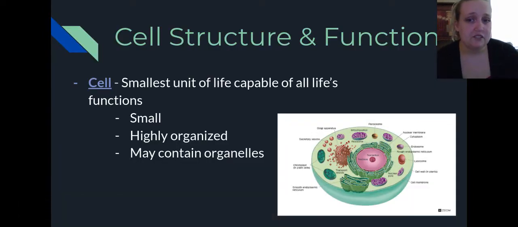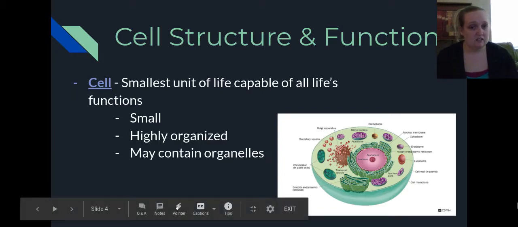First off, cell structure and function. This has to do with the cell. A cell is the smallest unit of life capable of all life's functions. Cells are small. They have a highly organized structure and may contain organelles. There are 2 types of cells. We have prokaryotic cells and eukaryotic cells. Only eukaryotes have a nucleus and other organelles within them. This is actually a picture of an animal cell, and an animal cell is a type of eukaryotic cell.